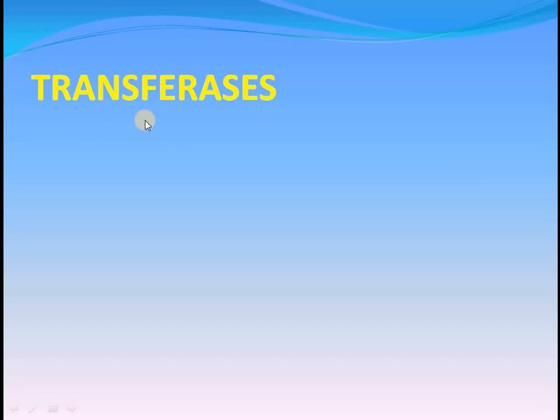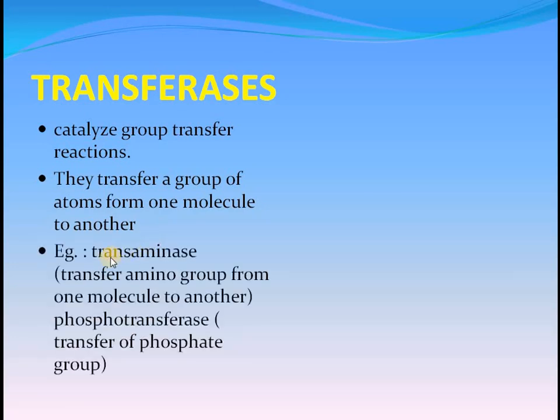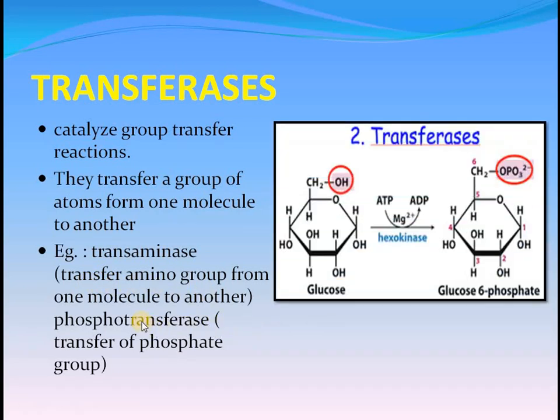Now the second one is transferases. Now what are transferases? Basically they catalyze group transfer reactions. They transfer a group of atoms from one molecule to another. For example, transaminases transfer an amino group from one molecule to another, and there is another group, phosphotransferases, which transfer a phosphate group.